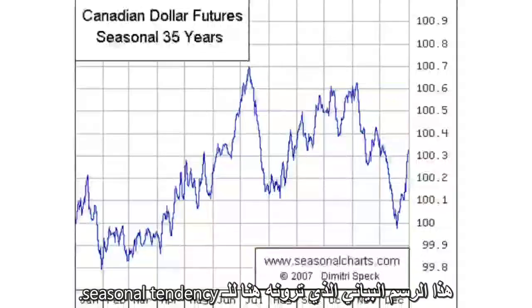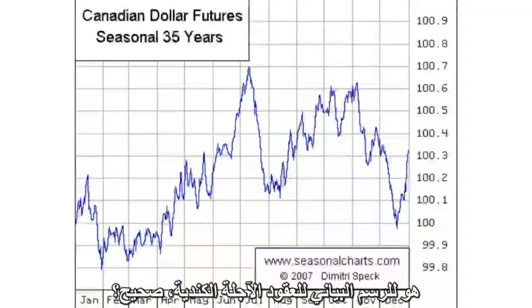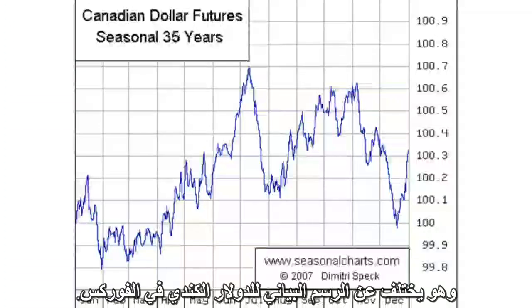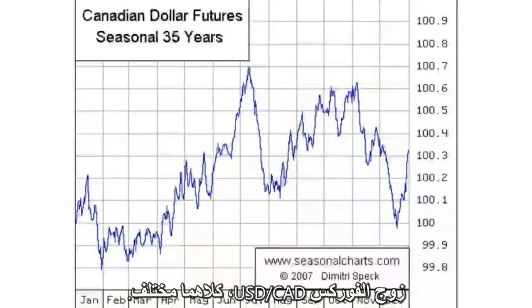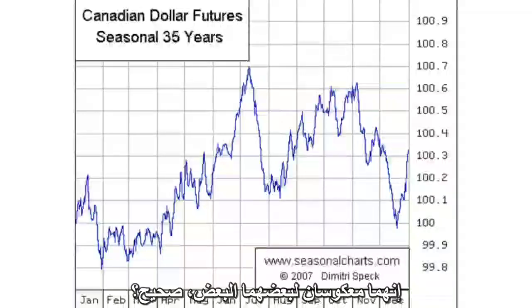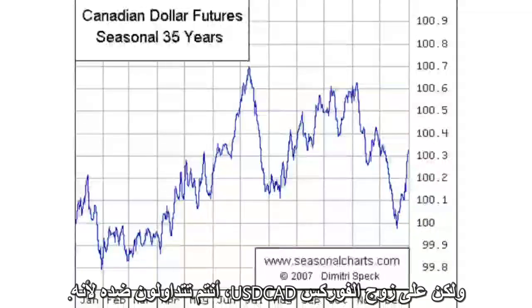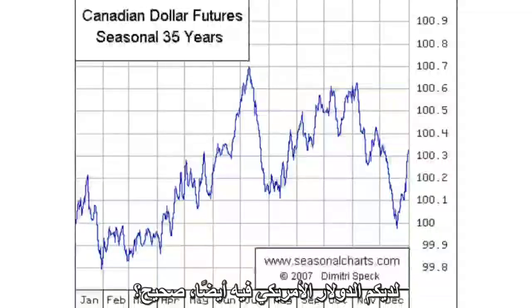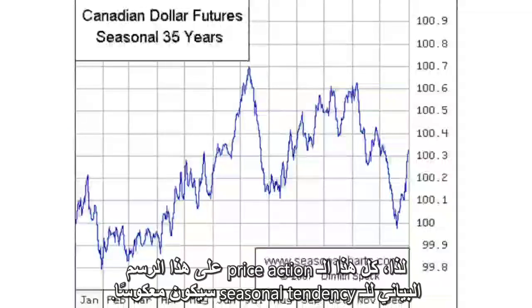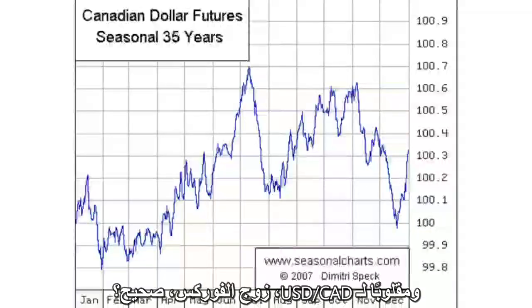This seasonal tendency chart that you see is of the Canadian futures chart, right? Which is different from the Canadian dollar forex pair, the USD CAD. They're both different. They are inverted of each other, because here you're trading with the Canadian dollar, but on the USD CAD forex pair, you're trading against it because you've got the USD in it as well. So all of this price action on this seasonal tendency chart will be inverted and flipped for USD CAD, the forex pair.